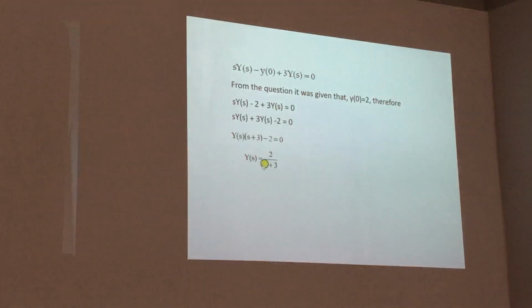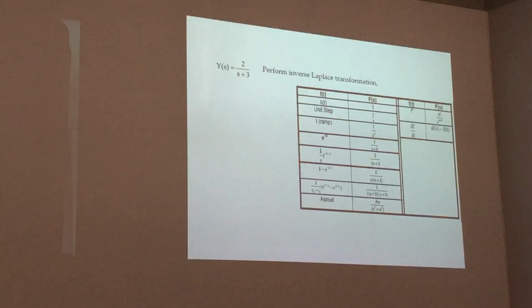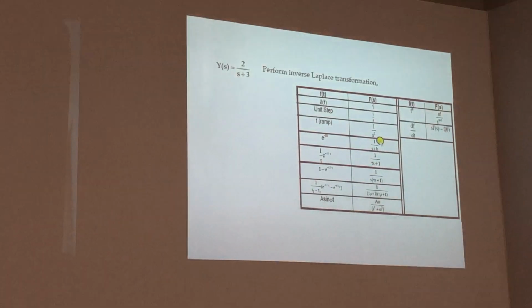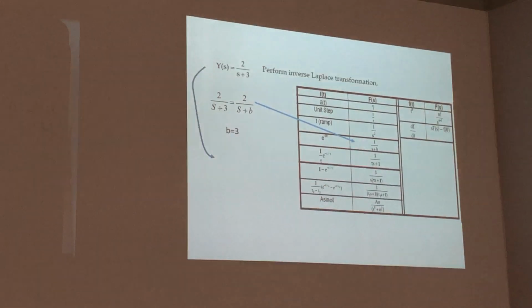So when you want to inverse this one, you need to refer to the table again, right? You must look at, when you inverse, it's always at this side of the table. So which part of the table do you need to find similar to this one? Is it this one or this one or this one? First, second, third. First one, right? And if you look at the first one, it's always s plus b. So over here, you have to identify what is the b. So what you have is b equal to 3, right?